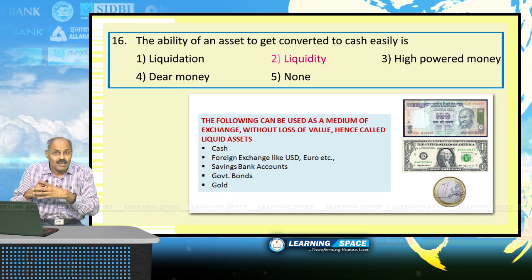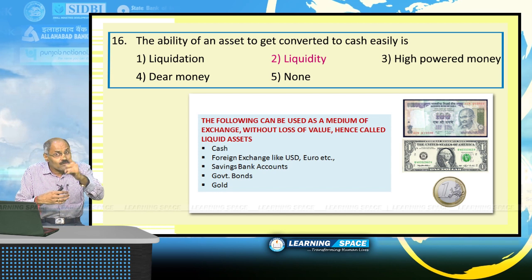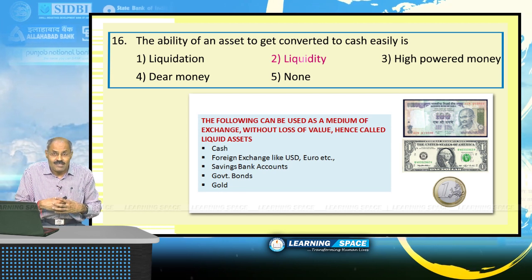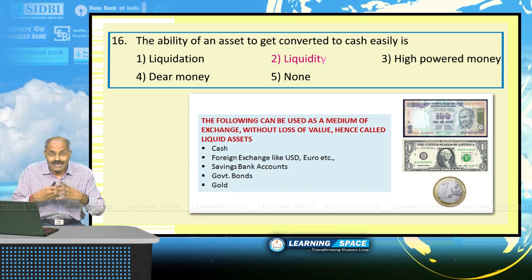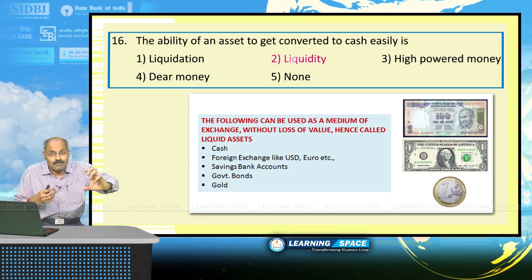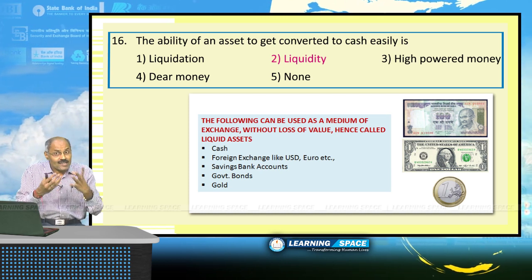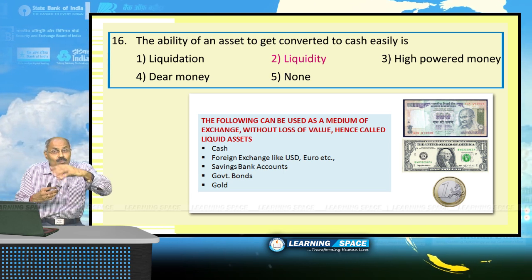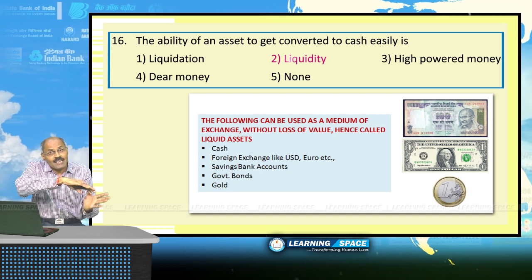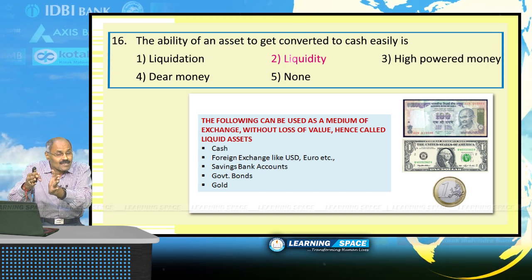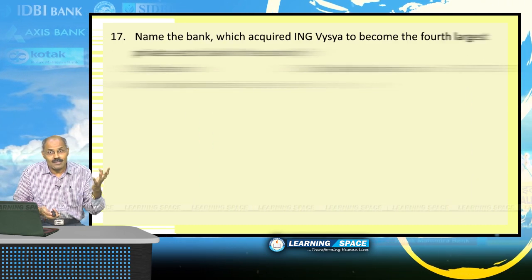Similarly, if you have dollar, if you have euro, if you have government bonds, at the same time, gold is also considered as a liquid asset because, without the loss of value, as per the prevailing market rates, you can sell gold. So, the assets which can easily be converted to cash or which can easily be used as a medium of exchange are liquid assets. So, the ability of an asset to get converted to cash easily is liquidity. Right? Look into the next one.